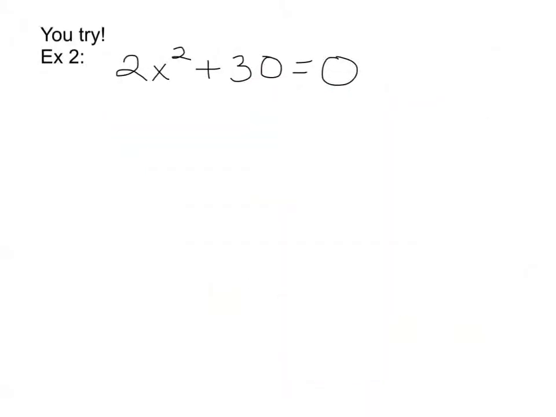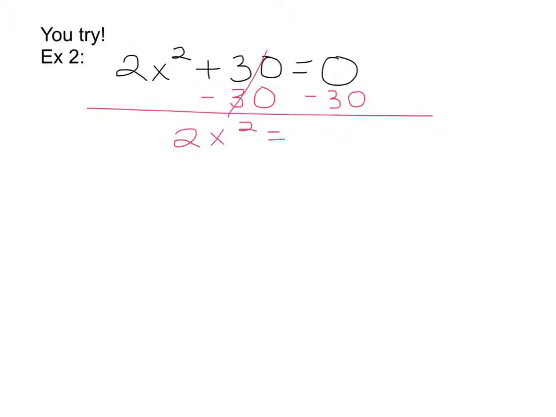Press pause and try solving 2x squared plus 30 equals 0. Again, the first thing you should notice is that the x squared term is the only x, so I need to get everything away from it. To move positive 30 to the other side, we subtract it. To get rid of the 2, you divide by 2. So x squared equals negative 15.